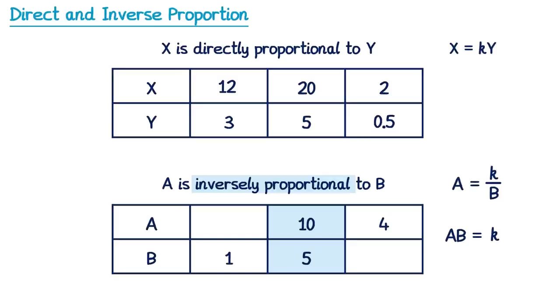So for the first missing value, we've got B is equal to 1, so 1 times something is 50, and 1 times 50 is 50. So A must be 50. And for the second missing value, we've got A is equal to 4, so 4 times something is 50. So if you do 50 divided by 4, you find the value of B, which is 12.5, since 4 times 12.5 is 50. So this is how you do it if it's inversely proportional.